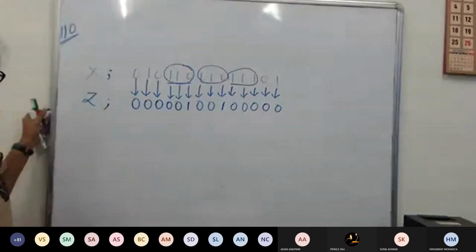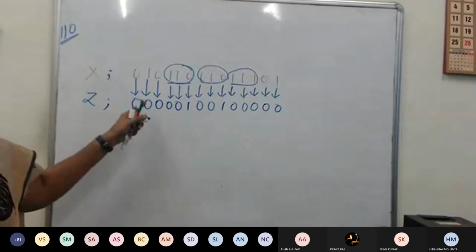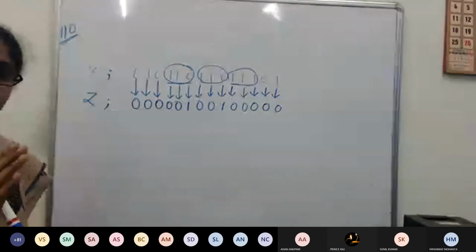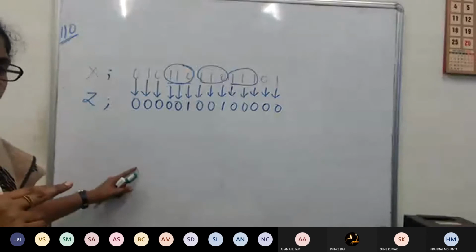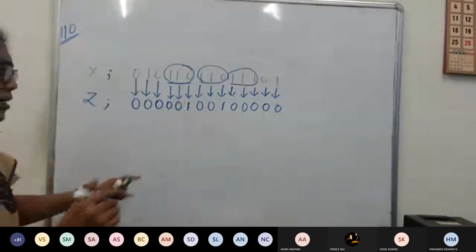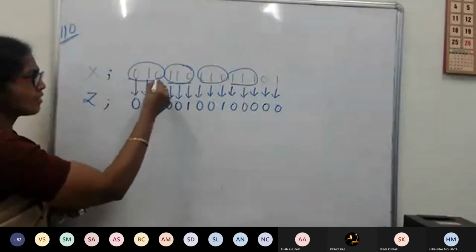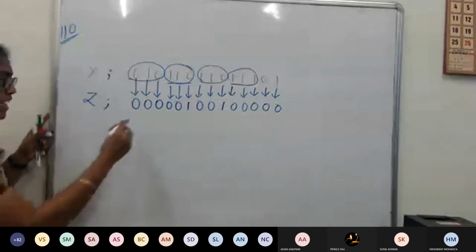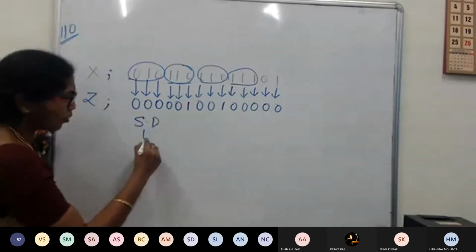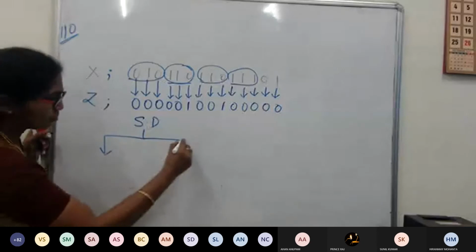Why, do you know? Now here the point comes. Is it overlapping or non-overlapping? If you see carefully, I am using a non-overlapping one, isn't it? They are not overlapping. So I can say a sequence detector is broadly classified into 2.